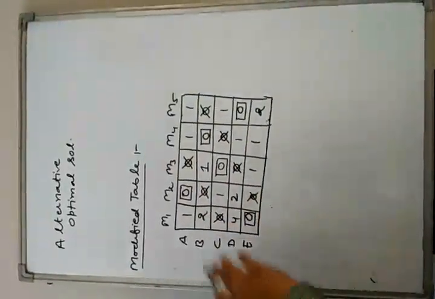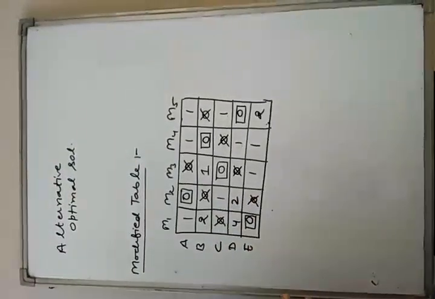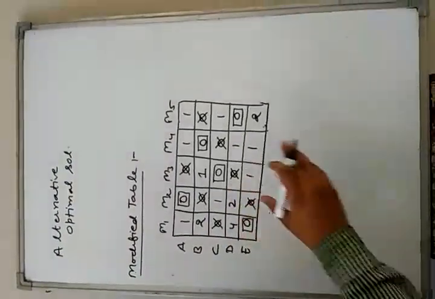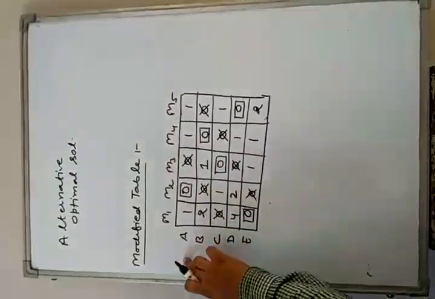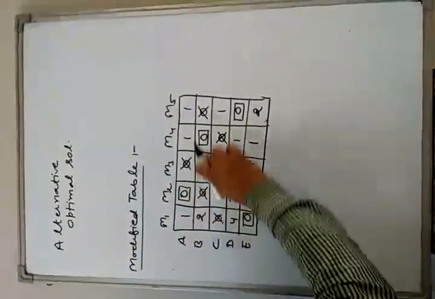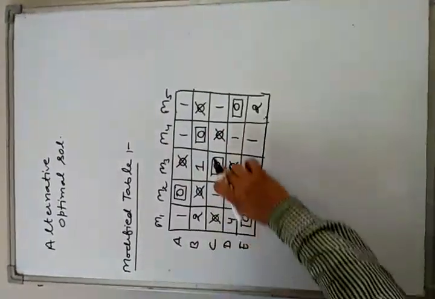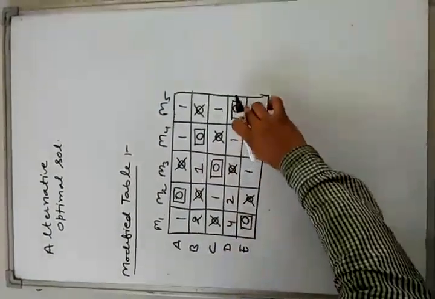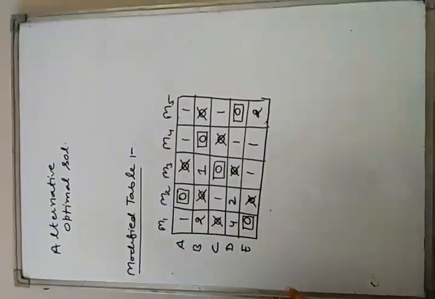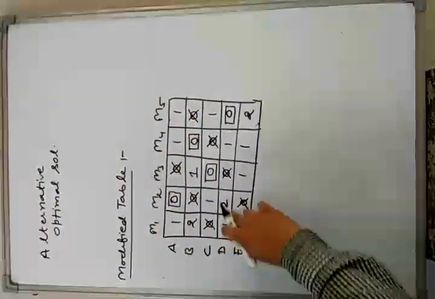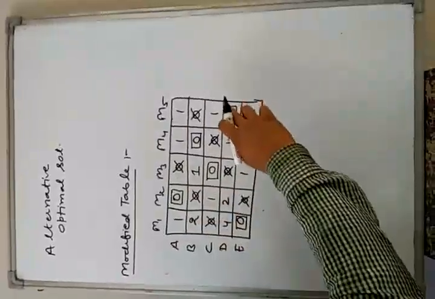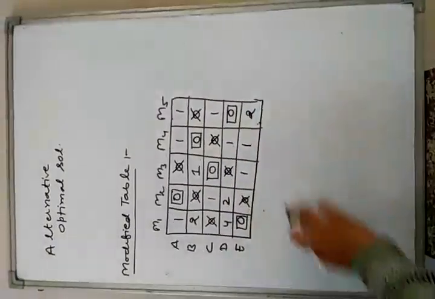Therefore, now we will check for optimality. For optimality, the procedure is that we should get one assignment in each row. In this row, assignment is there. In this row, assignment is there. In this row, assignment is there. In this row, assignment is there. In this row, assignment is there. As we get assignment in each row, therefore optimality is declared.